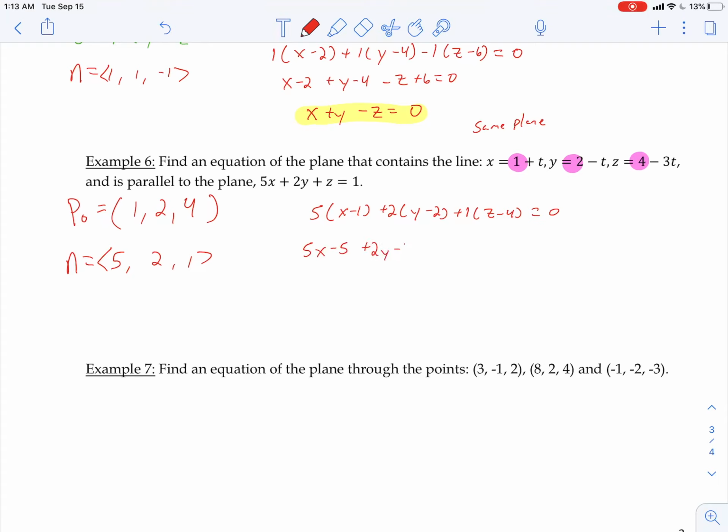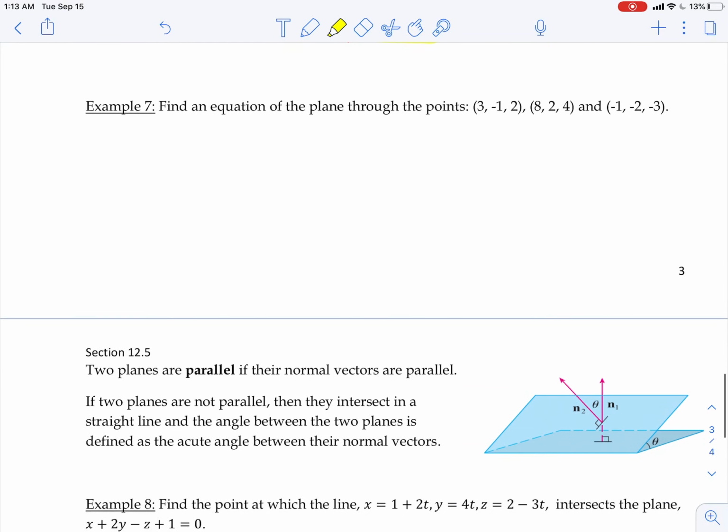And let's clean it up. 5x minus 5 plus 2y minus 4 plus z minus 4 equals 0. And 5x plus 2y plus z is equal to minus 5, minus 4, minus another 4. And we are going to get minus 13. Add that to the other side, and that's positive 13. And so there's our equation of that plane.